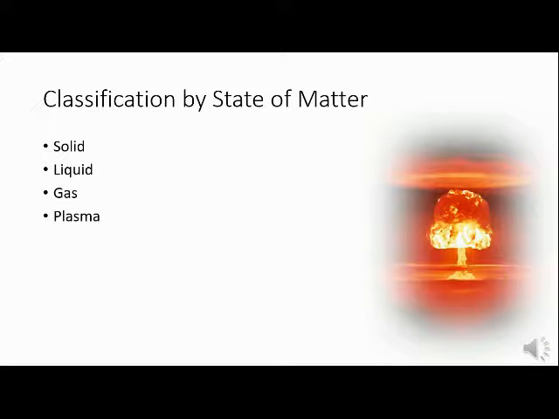So matter can be classified by the state that it's in, and I've listed 4 of them here, although the first 3 are going to be the only ones we look at until more advanced topics. So matter can be classified as a solid, it can be classified as a liquid, or it can be classified as a gas. Let's take a look at the difference between those 3 right now.